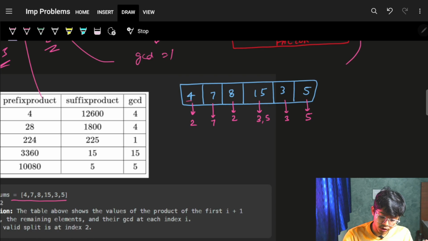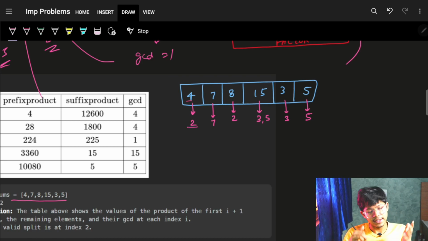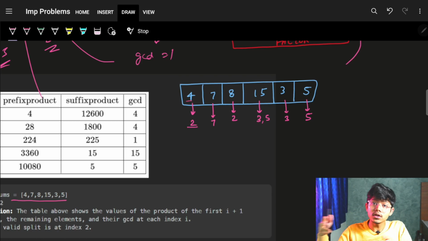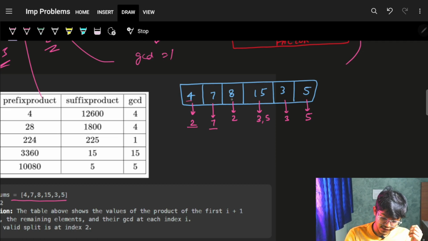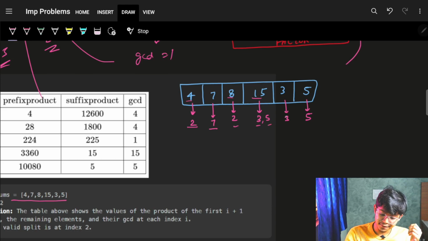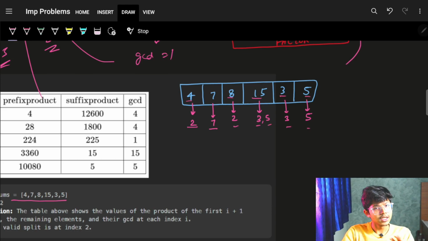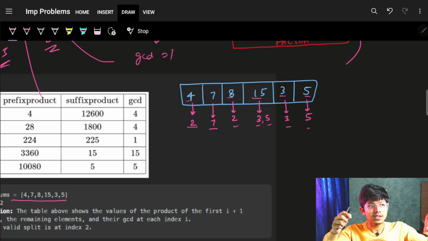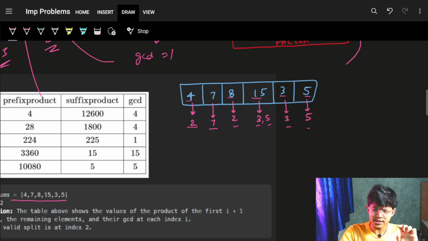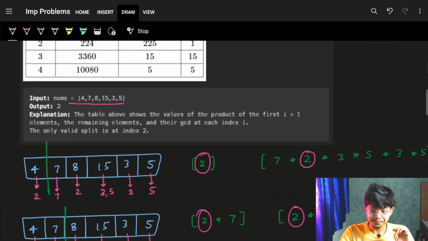So I just find the prime factors, which are unique for every number. For 4, the prime factors are 2 into 2, but the unique one is only 2. For 7 it's 7, for 8 it's 2, for 15 it's 3 and 5, for 3 it's 3, for 5 it's 5. It's nothing new, we are just walking through the question right now. Cool.